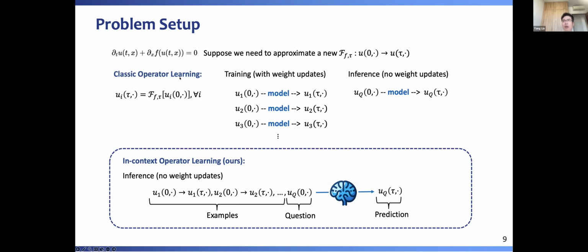In classical operator learning, we get some sample pairs. We use these sample pairs to train the model, and then do the inference. During inference, without weight update, we are able to predict the new output from the new input. But in in-context learning, in our setup, we feed all these examples and the new question into the model, and without weight update, with just one forward pass, the model is able to make the prediction. So that's it.